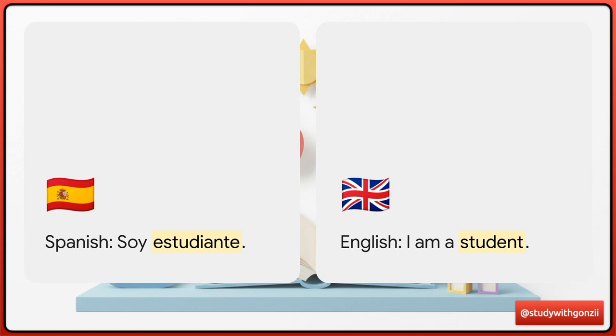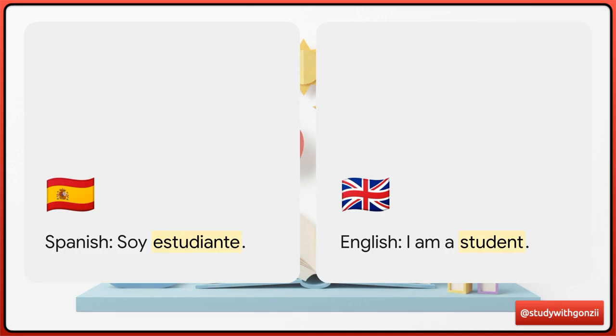On the left, we've got the very common Spanish phrase, "soy estudiante." It's perfectly correct, it's self-contained, and it makes total sense. But look what happens when we jump over to the right side for the English translation. You can't just say, "I am student." I mean, it just feels kind of empty, right? The correct translation has to be, "I am a student."